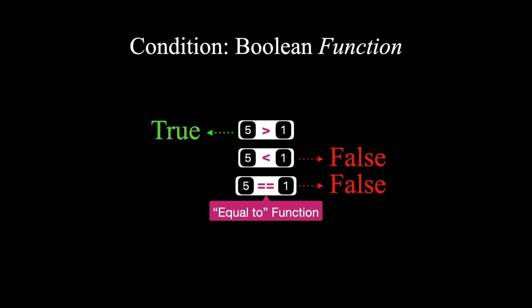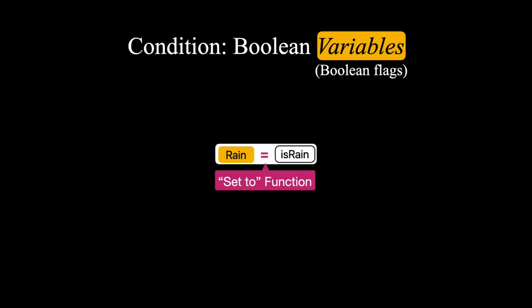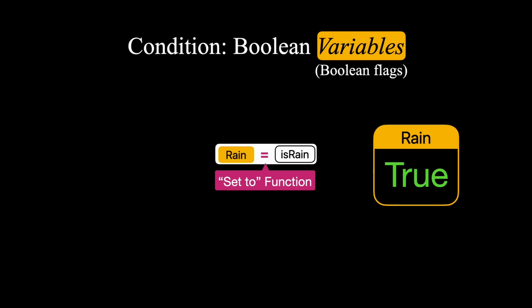Besides using functions, we can also store Boolean values in variables. These are often referred to as Boolean flags. By using them, we can keep track of the conditions in our code and make it more organized and readable.